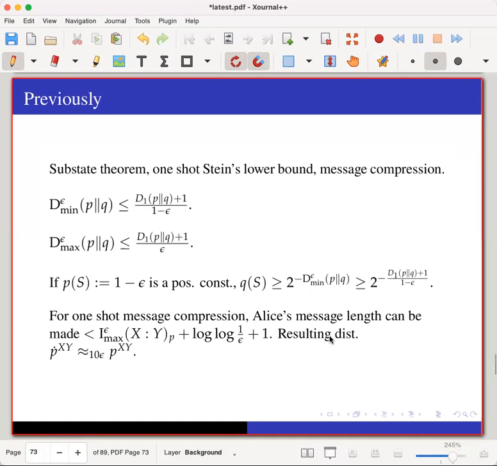And then we saw an important application of our entropy quantities: one-shot message compression. For the one-shot message compression, we showed that Alice's message length can be made less than this quantity, which is basically the smooth max mutual information between X and Y, plus some fudge terms, log 1 by epsilon. Epsilon is the smoothing parameter. The resulting distribution that we get, which I called P dot, is not equal to the original distribution, but it's guaranteed to be within 10 epsilon L1 distance of the original distribution.